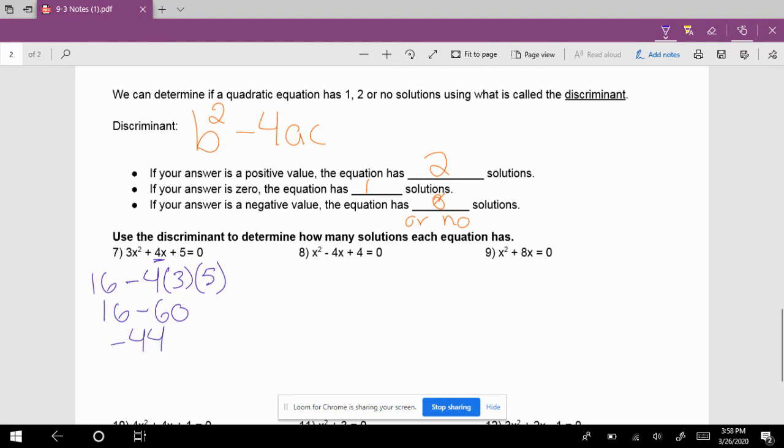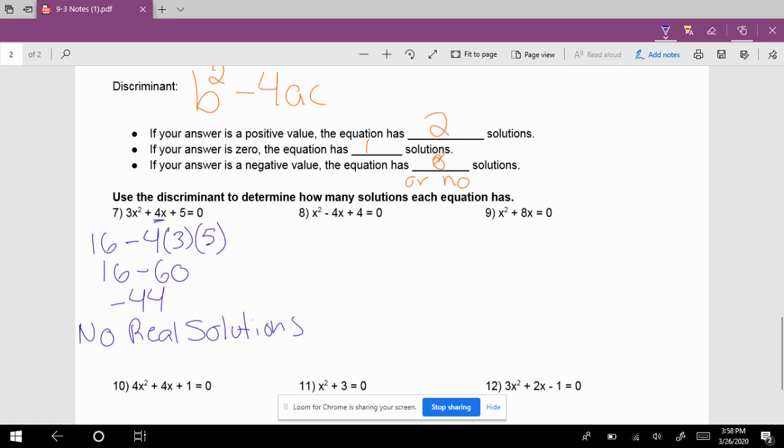So now I ask, what does that mean? Negative 44 is not my answer. I want to make sure you understand that. That's just the discriminant. That is what you would get under the square root sign in the quadratic formula. So if we have a negative under the square root, how many answers are we going to get? None. You can't square root a negative. So this is an example where this original problem has no real solutions.